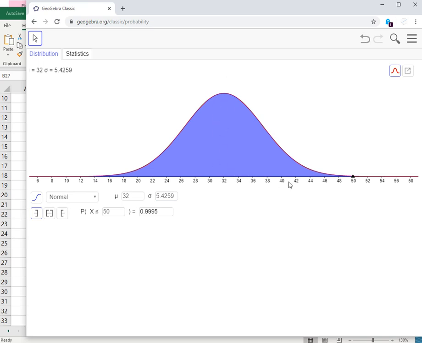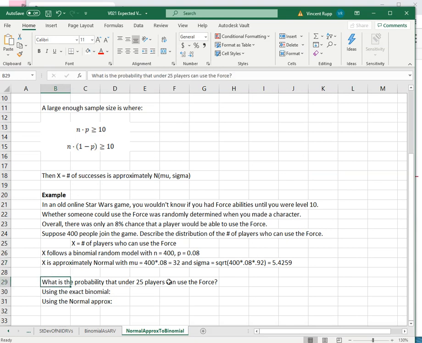So this would give you the number of players in the game who could use the force, which is a random variable. It's pretty unlikely that like 50 of them would be out of those 400, but it's also pretty unlikely that it'd be fewer than 20. So then you could go ahead and calculate probabilities of that, though. What's the probability that under 25 players, still out of that 400-person group, can use the force?